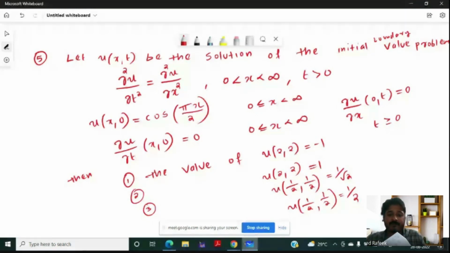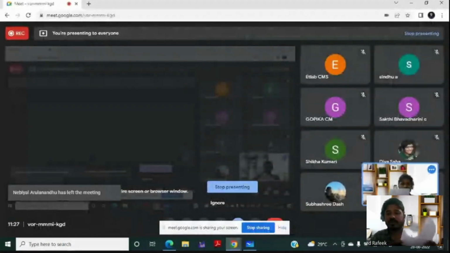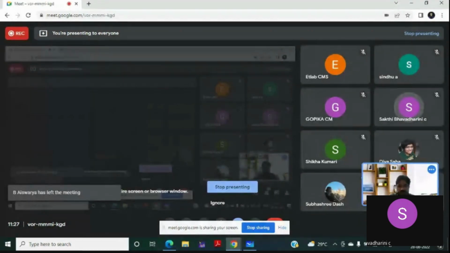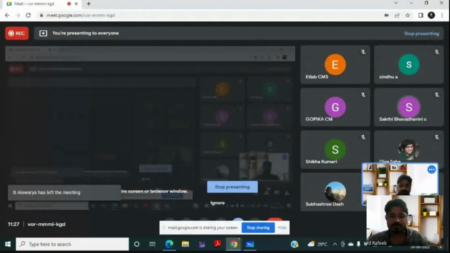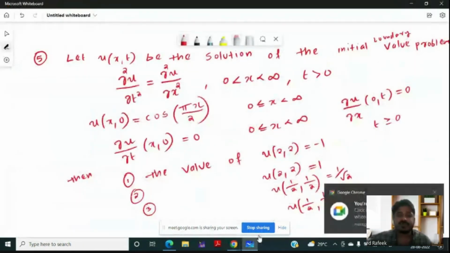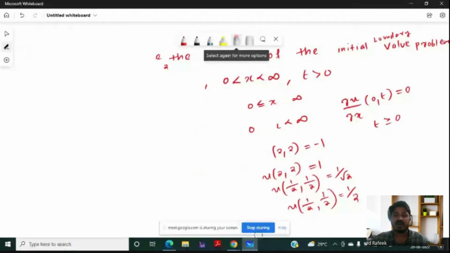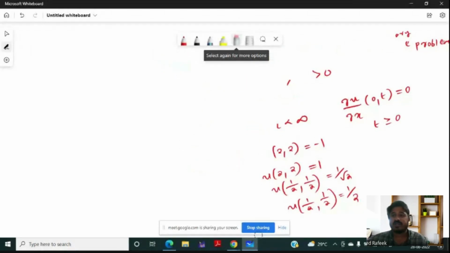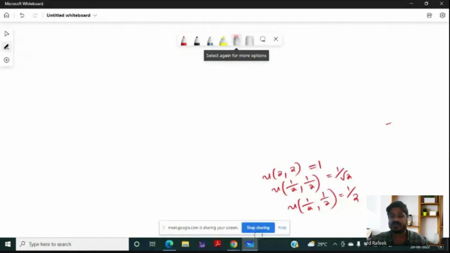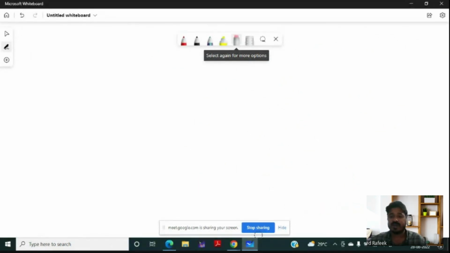Okay. Is the problem clear? Yes, sir. Then this is a wave equation. First understand this is a wave equation. For solving the wave equation, we have D'Alembert's formula. It is an initial value problem, so you can go with the D'Alembert's formula. I will give you the theory of that. Then it is very easy to handle.